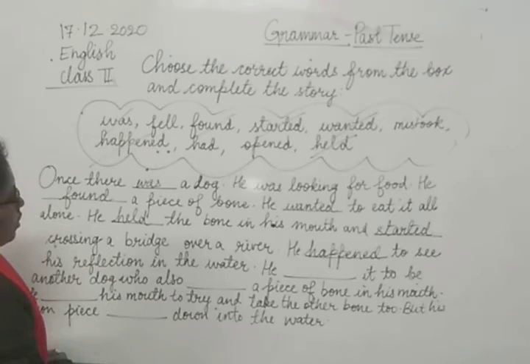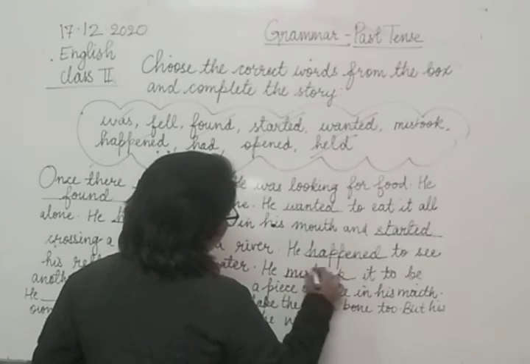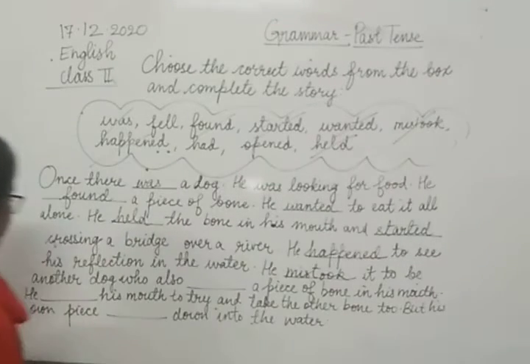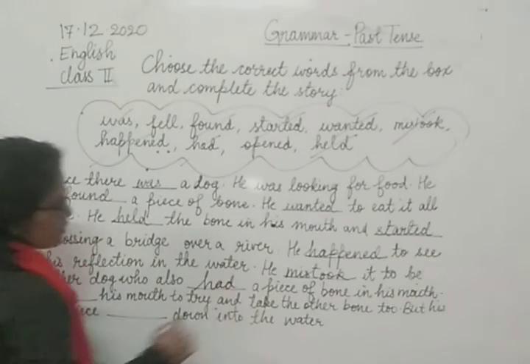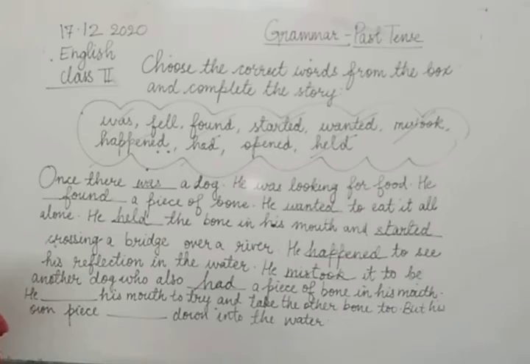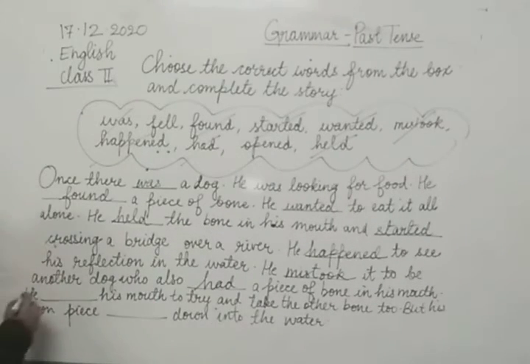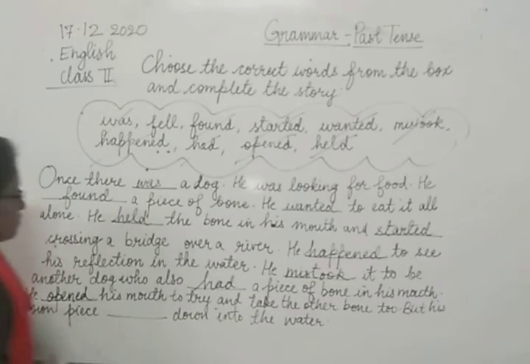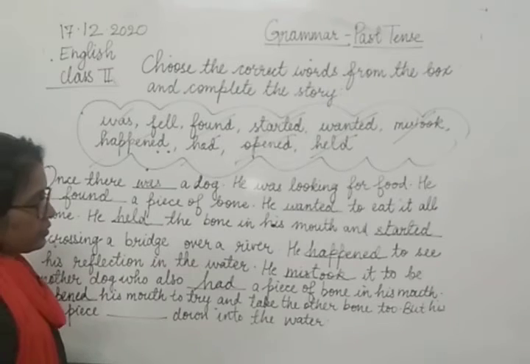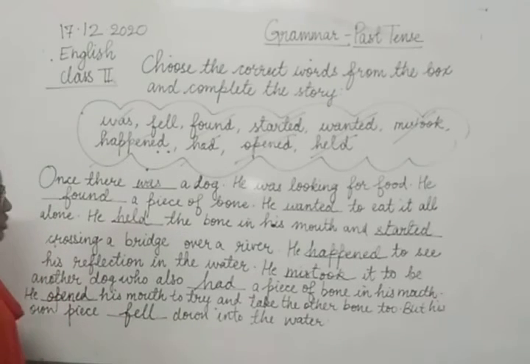He mistook. Mistake's past tense is mistook. He mistook it to be another dog who also had a piece of bone in his mouth. He opened his mouth to try and take the other bone too, but his own piece fell down into the river.